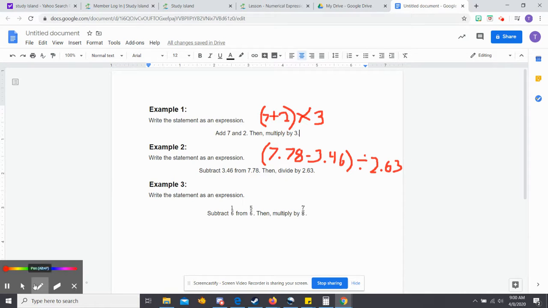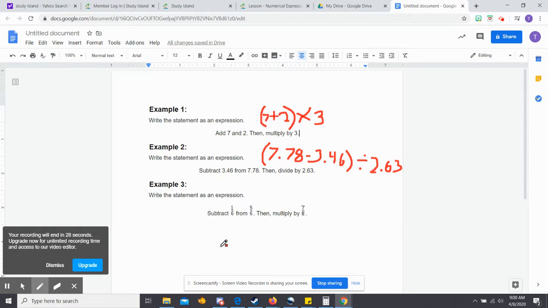Same thing for this last one. Okay? We're writing the statement as an expression. I subtract 1/6 from 5/6. Then I multiply. Okay? So, same idea. We'll take 5/6, subtract 1/6, put it in parentheses because it comes first, and divide by 7/8. Or multiply by 7/8. Then we're done. Bam.